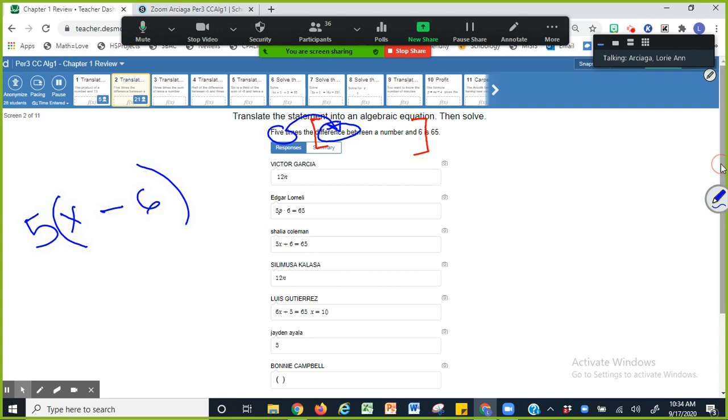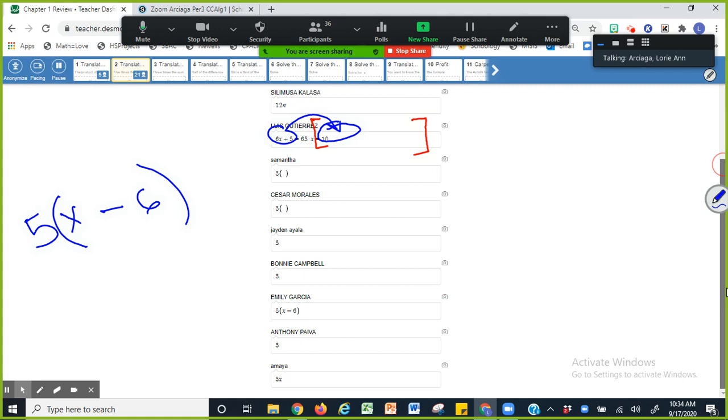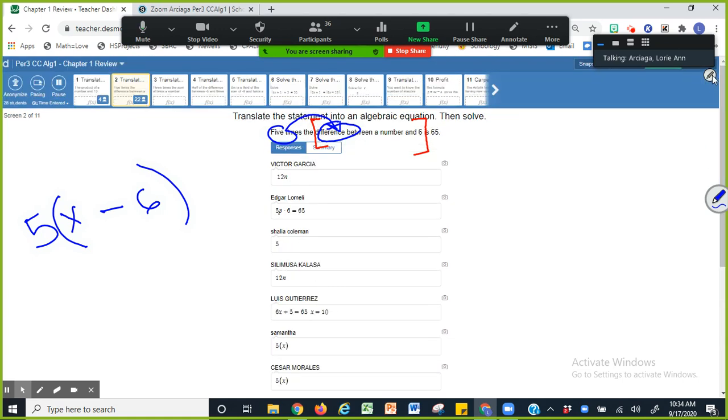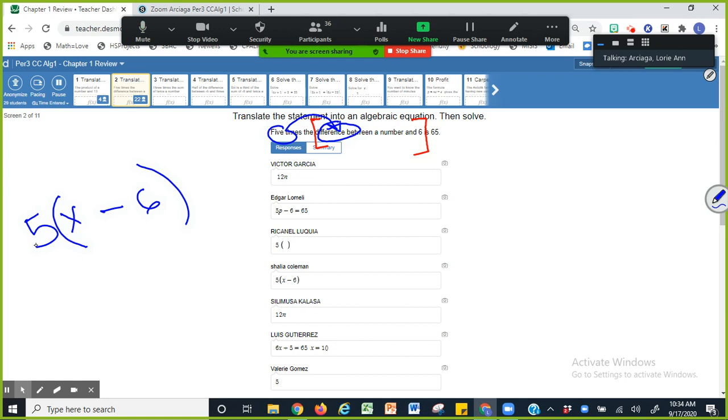So can we fix that a little bit? Look at how I wrote it on the screen. So you can, there you go, Emily. So it's 5 times the difference, not 5 times a number. So that means the expression with the minus sign goes inside the parentheses, and then you put the 5 outside. Okay. All right, and that is equal to 65. There you go, Edgar. Nice.